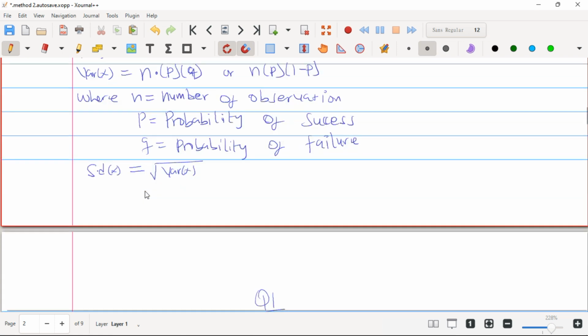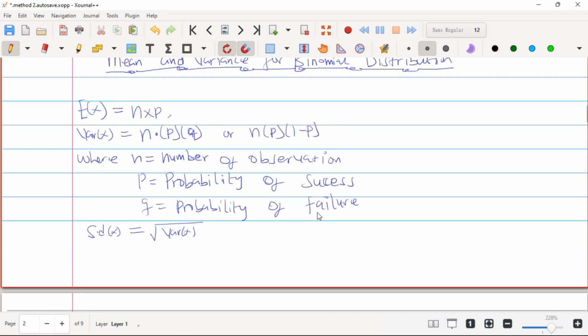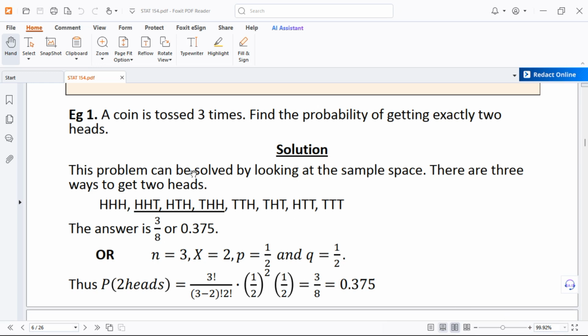So let's go through some examples for us to really appreciate the formulas for the binomial distribution, so that when we get questions, you will be able to go through. So this is our first question. Say a coin is tossed 3 times. Find the probability of getting exactly 2 heads. So this coin is tossed 3 times. So you have to find the probability of getting exactly 2 heads.